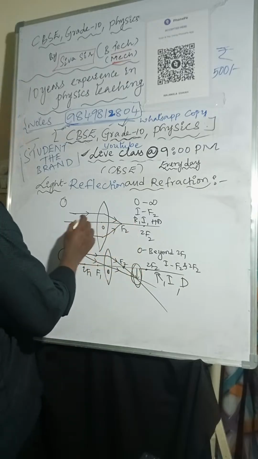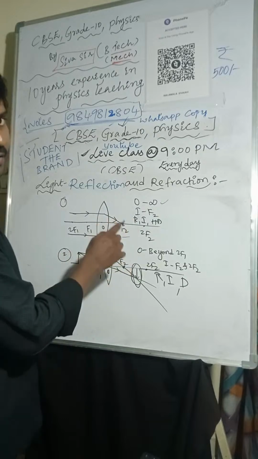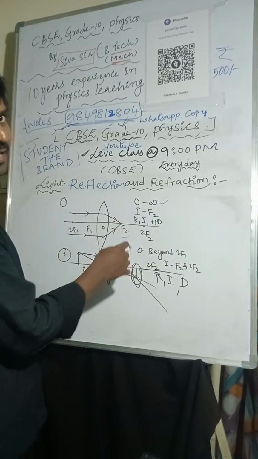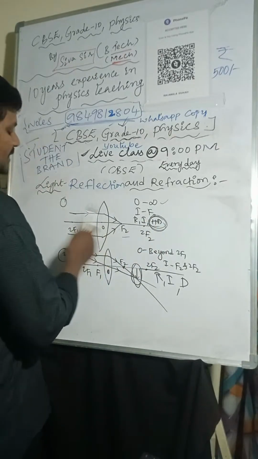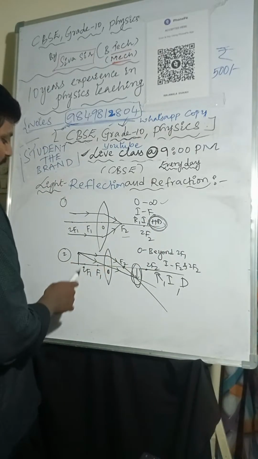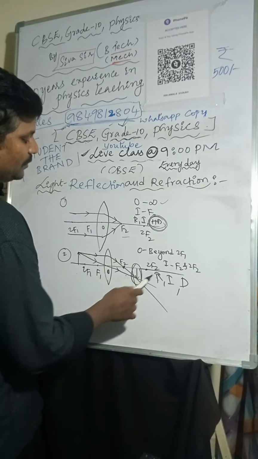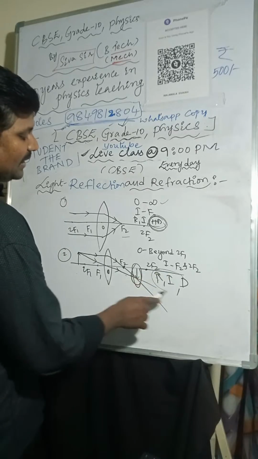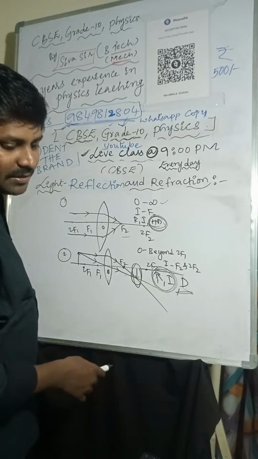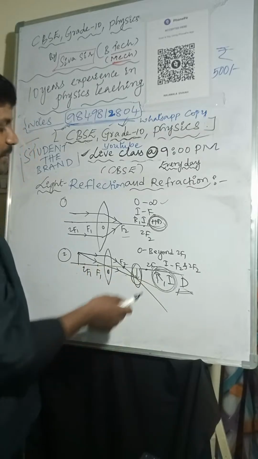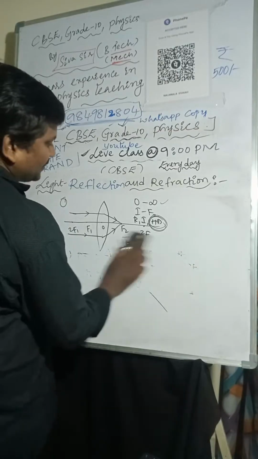Once again, here the object is placed at infinity. The image will form at F2. The nature of the image is real and inverted. The size of the image is highly diminished; a point-size image will form at F2. If the object is placed beyond 2F1, the image will form between F2 and 2F2. The nature of the image is real and inverted. The size of the image is diminished; compared to the object, the image size is reduced. So this is about image formations.